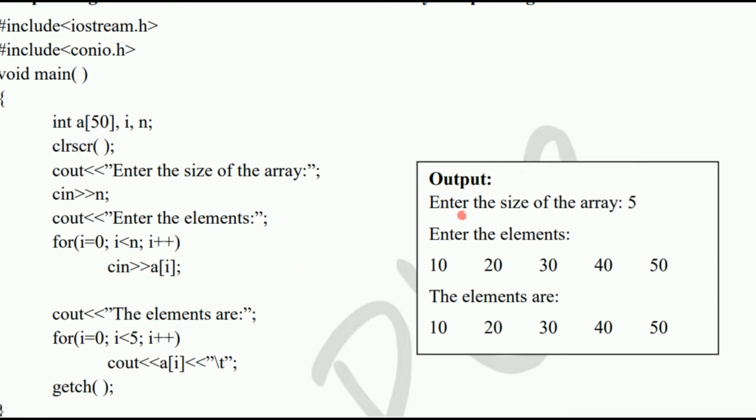Here you can see how they have shown in the output. Enter the size of the array, that is 5. That is nothing but n here. And when it is 5, then the for statement repeats from i = 0; i < 5; i++. That means cin >> a[i]. So we have taken the values 10, 20, 30, 40, 50. Then the elements, we are printing those elements by taking cout << a[i] << "\t". Then it will print all the values which are in the array.